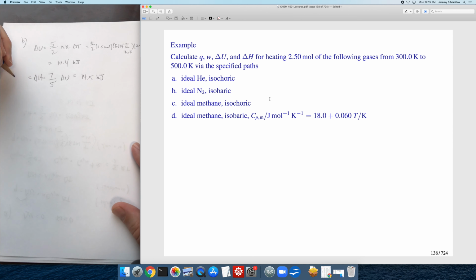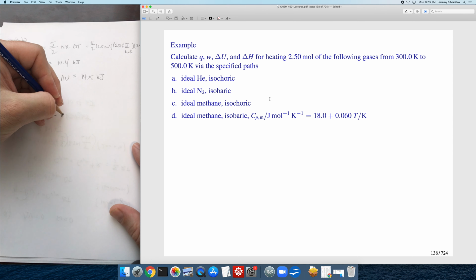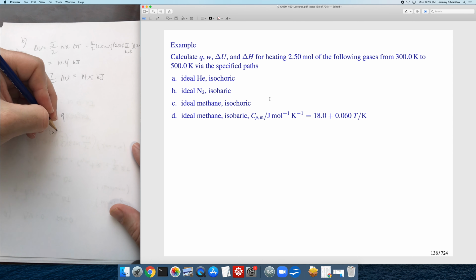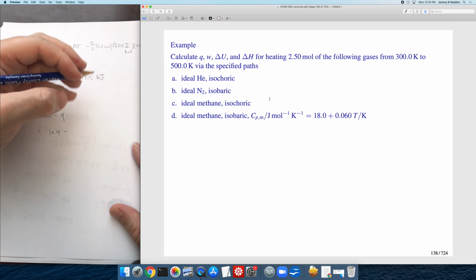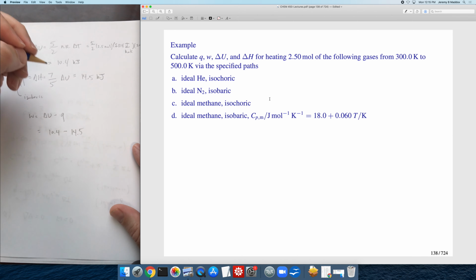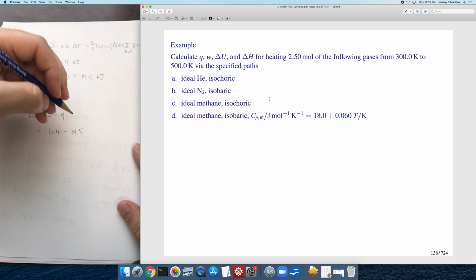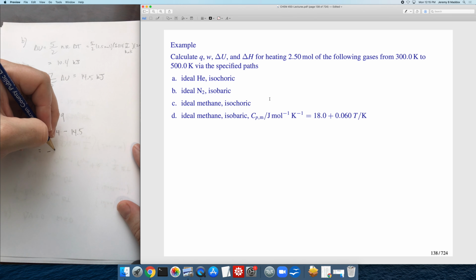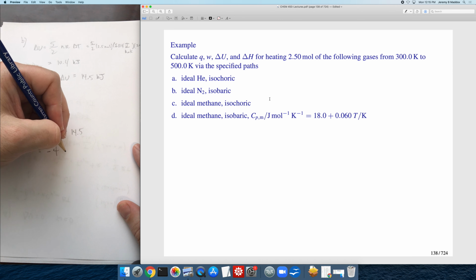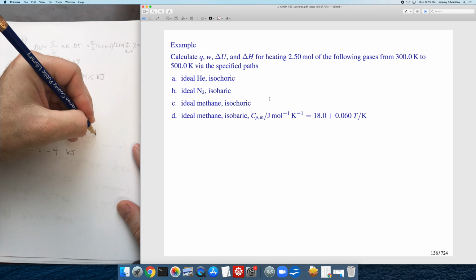For isobaric conditions, heat equals delta H, not delta U. So now that we know the heat, to get the work, we'll take delta U minus the heat, and so we get about minus 4 kilojoules. Close enough.